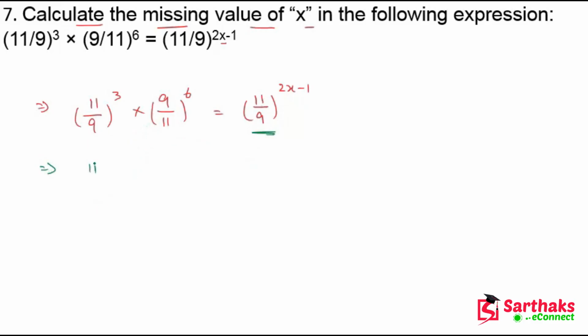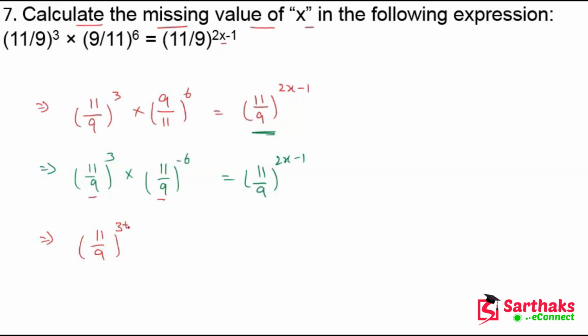So for this, we have 11 upon 9 raised to power 3 into, if we take the reciprocal of 9 upon 11, then the power will become negative, so 11 upon 9 raised to power minus 6, and this equals 11 upon 9 raised to power 2x minus 1. This is the power. Here you can see the base is the same and the power is different, and the operation is multiplication, so the powers will be added. So 11 upon 9 raised to power 3 plus minus 6 equals 11 upon 9 raised to power 2x minus 1.